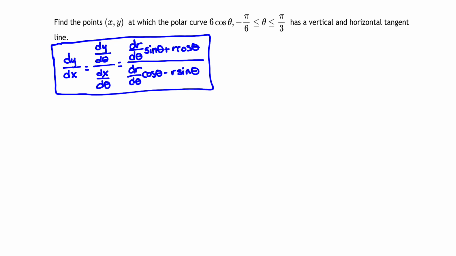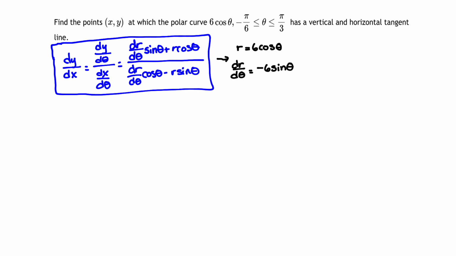Let's start by actually calculating dy/dx for our polar curve r = 6 cos theta. So let me start by writing r = 6 cos theta. And I know I'm going to need dr/d theta, so let's go ahead and calculate it. The derivative of 6 cos theta is just minus 6 sine theta. Now I think we're good to go.